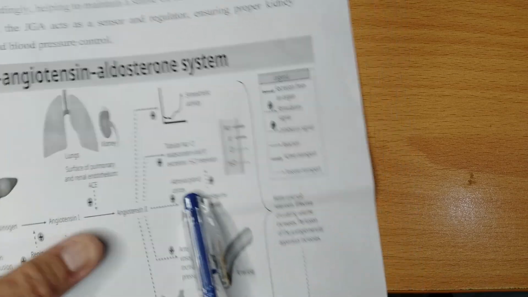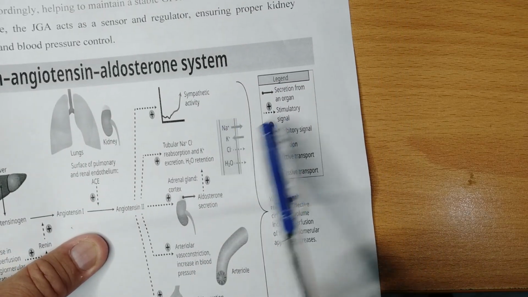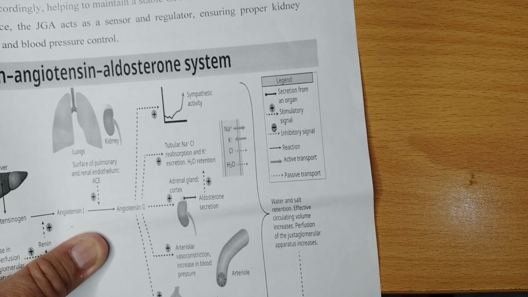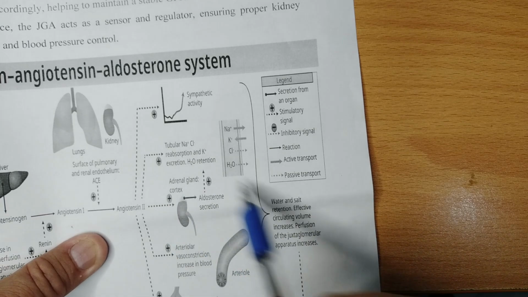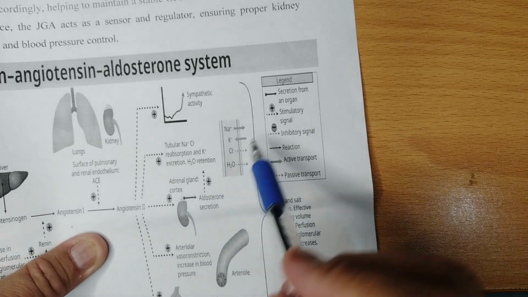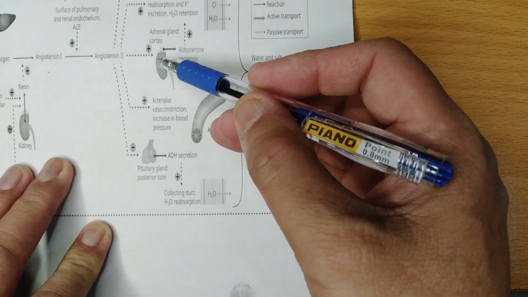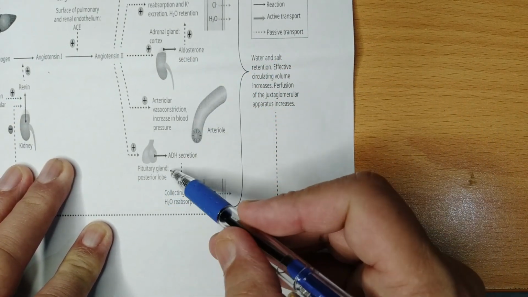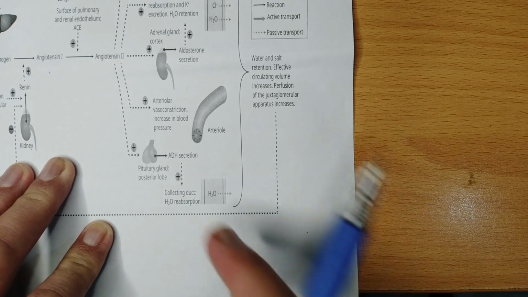So we can see here that sodium is reabsorbed and potassium is lost. There is activation of the aldosterone system which causes sodium retention and potassium excretion. The adrenal gland produces aldosterone. So this is the effect of aldosterone. Angiotensin is a potent vasoconstrictor and causes arterial vasoconstriction. Similarly, the pituitary gland releases ADH, antidiuretic hormone, so there is reabsorption of water from the collecting ducts.